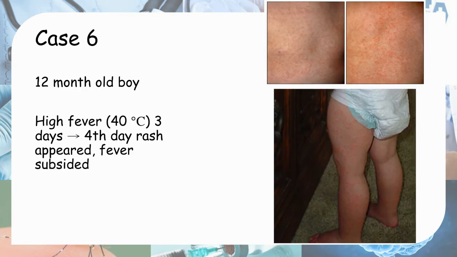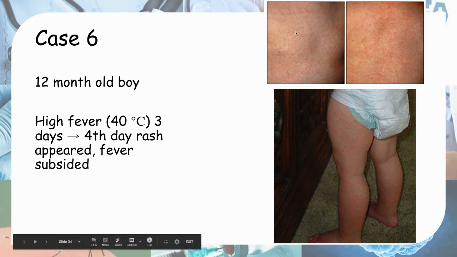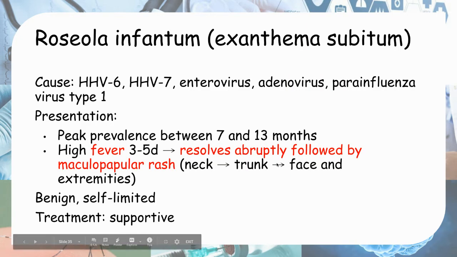Next case. This is a child with high fever as well. This is like measles, about 40 degrees Celsius. A 12-month-old baby boy presenting with high fever. This is the 4th day of the rash. The rash appeared, but the fever suddenly subsided. What is this? It's also a macular-papular rash. This is Roseola infantum, also known as exanthema subitum.